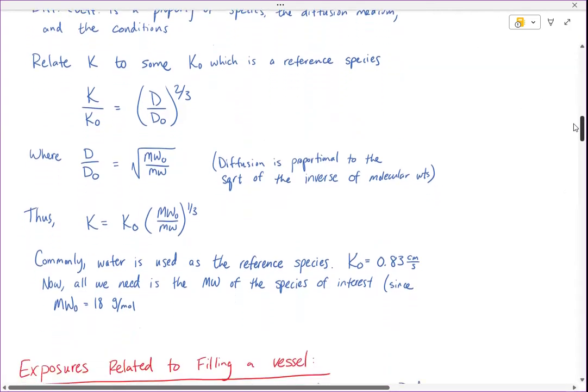In this class, the reference state that we'll use is only going to be water, and the diffusion coefficient for water is 0.83 centimeters per second. So when you're using this formula, you would plug in that number. This is the diffusion coefficient for water, and you would plug in 18 grams per mole for the molecular weight of your reference, because that is the molecular weight for water.